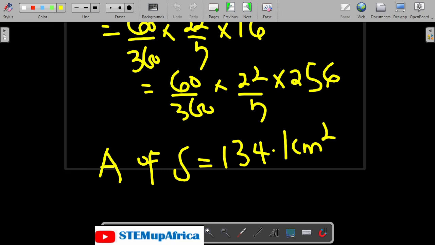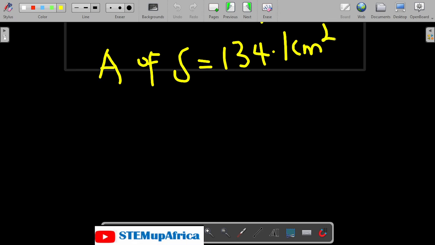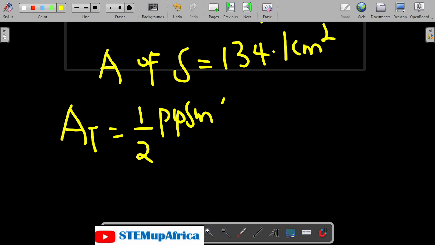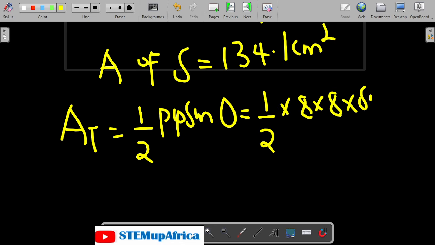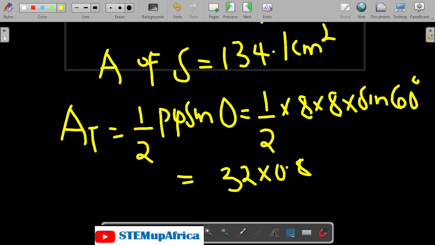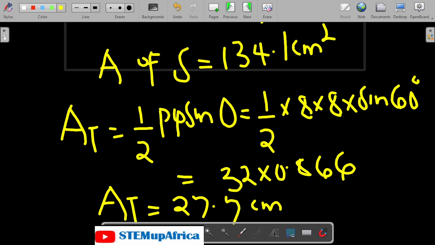So let's also get the area of the triangle OPQ. Area of triangle is half PQ sine O, which is 1 over 2 times 8 times 8 times sine 60 degrees, which is 32 times 0.866. So the area of the triangle will give us 27.7 centimeters squared.